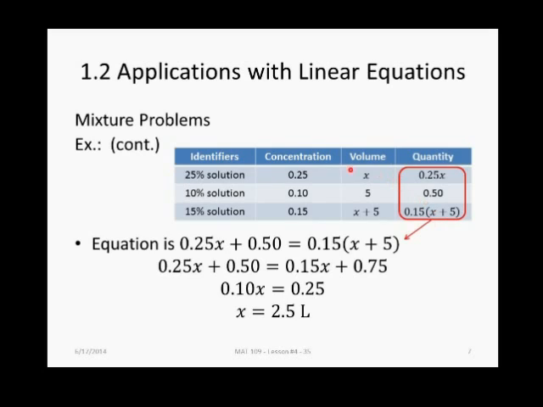X is a volume, therefore it must have units of measure. In this case, my units of measure for volume are liters, so the correct answer is x equals 2.5 liters. 2.5 liters of 25% solution must be added to 5 liters of 10% solution to get a 15% solution. By the way, it will turn out to give you 7.5 liters of that 15% solution.